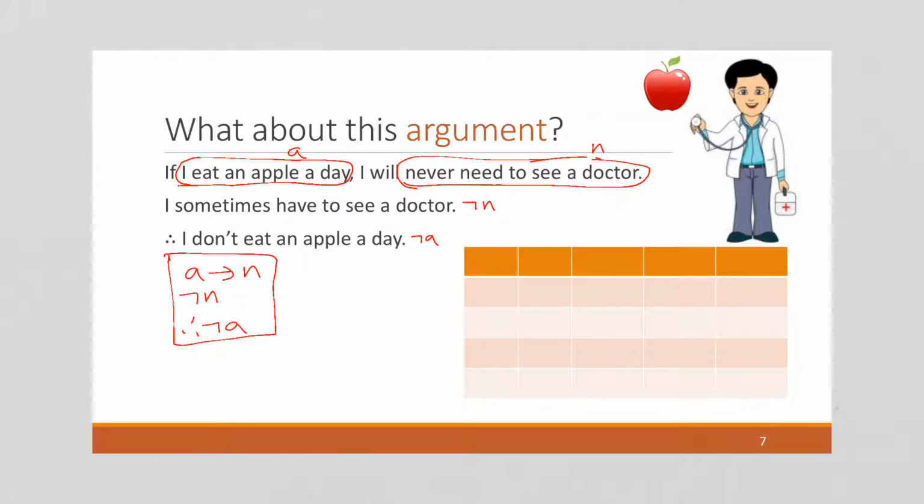Okay, so this is my argument form. Let's do a truth table. We have A. Ooh, it's hard to read. We have A. We have N. True, false, false. We have A implies N. We're going to have not N. And we're going to have not A. So A implies N. Should be getting pretty good at that by now. Not N is false.